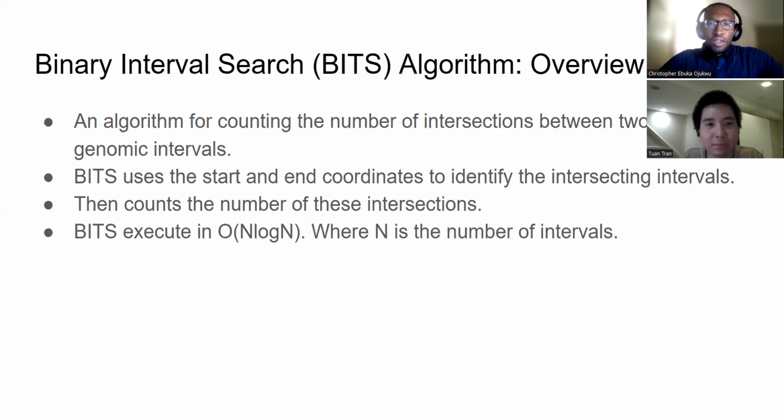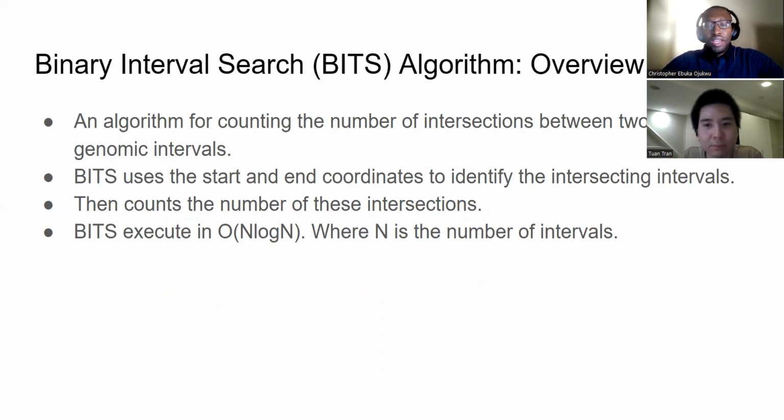So we get to the binary interval search algorithm. The binary interval search algorithm helps for finding and counting the number of intersections between two sets of genomic intervals. So when we have our set A, which is our query set, and we have our set B, which is our database set, it helps to find the match and then count the match.